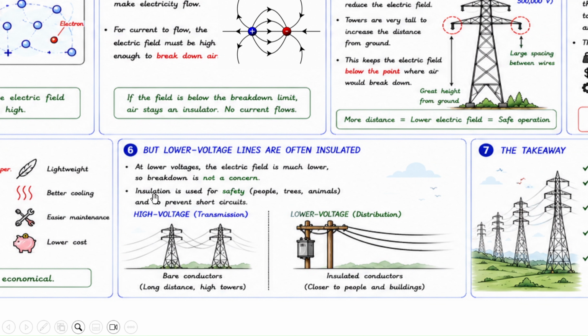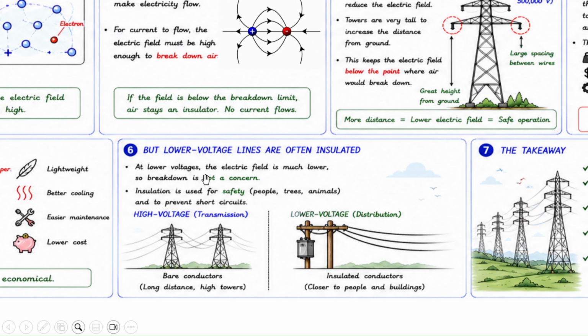Now let's consider a more realistic scenario. As we said, high voltage lines use bare conductors, especially for long distances, and they have to have high towers as well, as we've explained earlier, because the conductors have to be far away from the ground. So they are left exposed and not insulated.